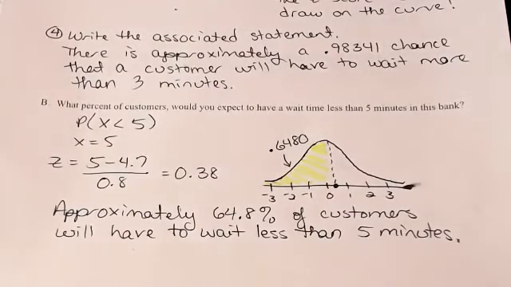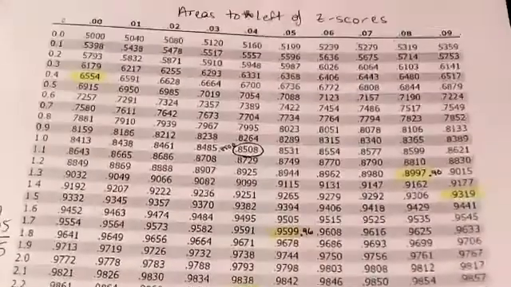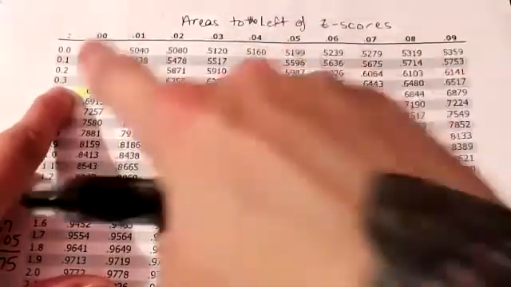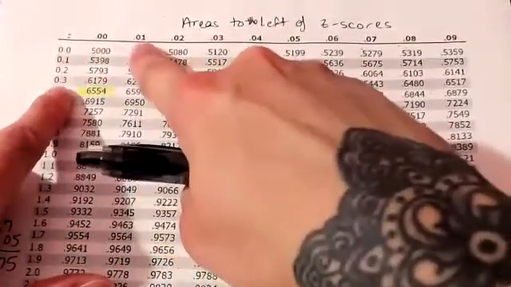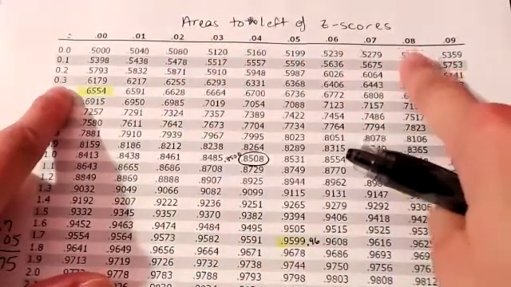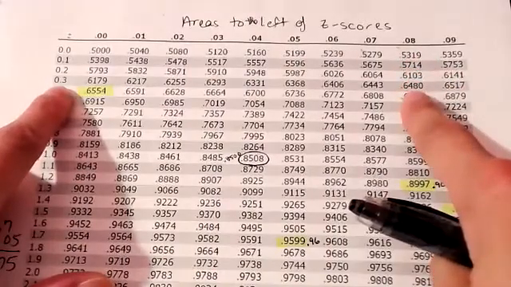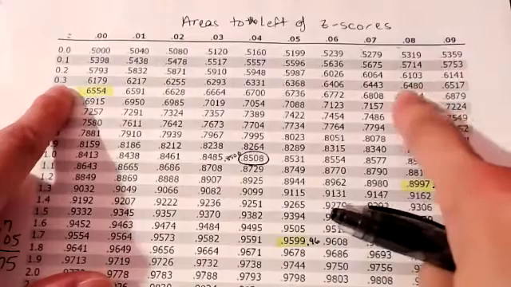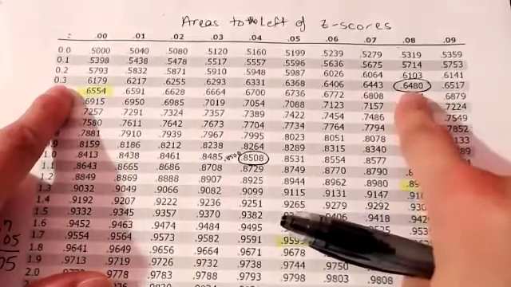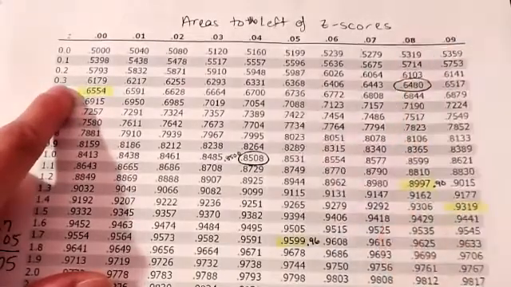Can you show again how on the table where you got 0.648? Oh yeah, absolutely. So we want to go to a z-score of 0.38, right? So 0.3, and then this is 0.30, 0.31, 0.32, all the way to 0.38. So that's when we say what's the intersection of that row and that column. So that's how I got 0.6480. That's the associated area to the left of a z-score of 0.38.